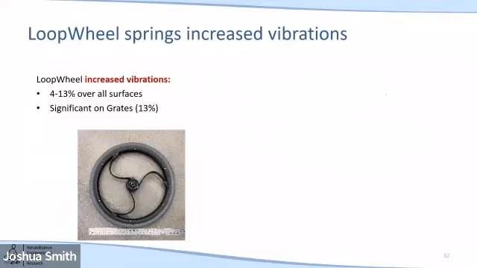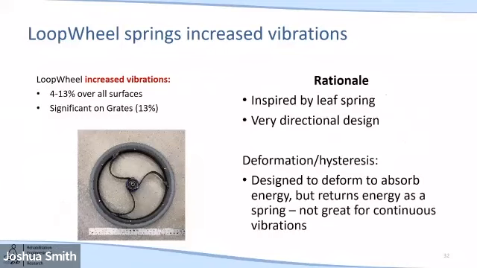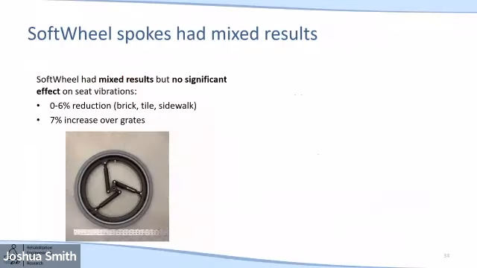The loop wheel springs, these leaf spring spokes, did increase the vibrations, 4 to 13% over all the different surfaces. I believe this to be a combination between the directional spoke-based design and the fact that they're springs, right? They're absorbing some of that energy and then giving it right back, potentially in a different direction than you experienced it in.